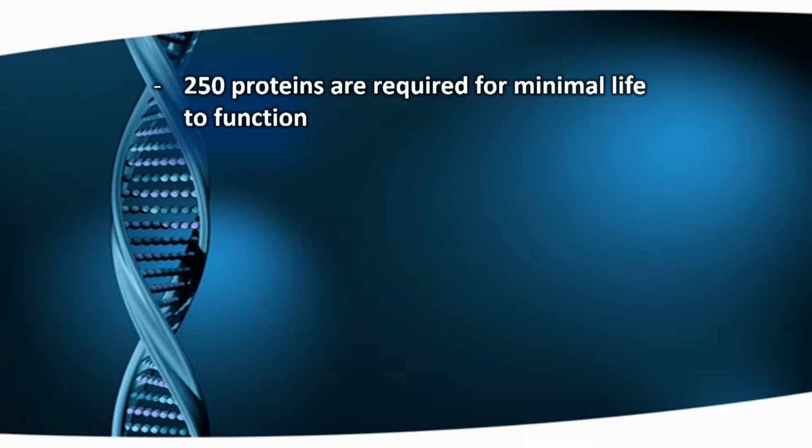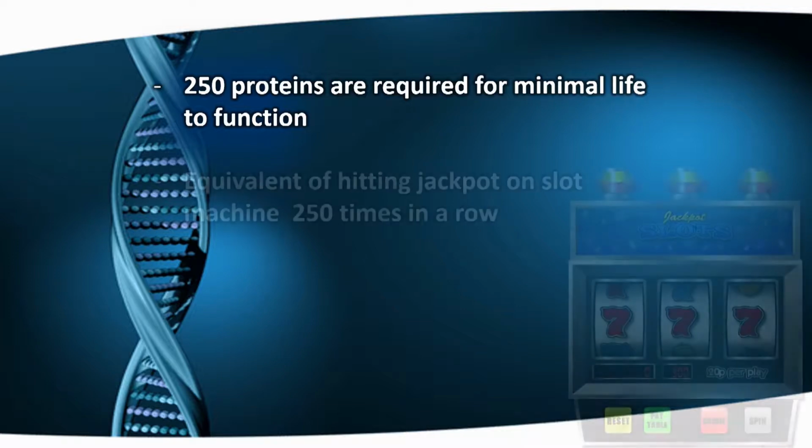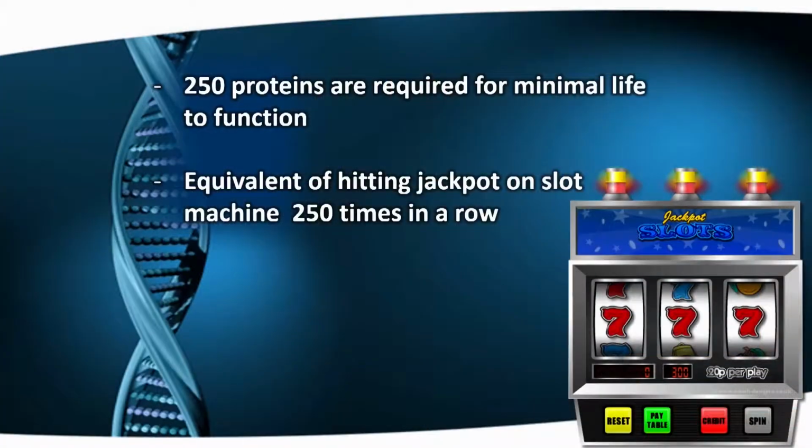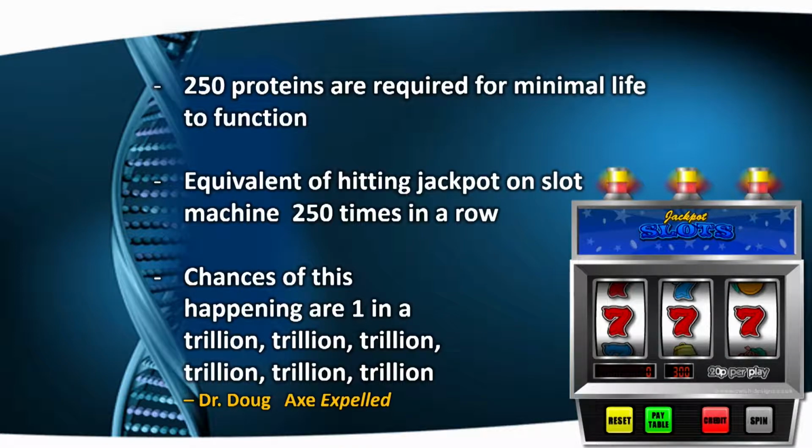250 proteins are required for absolute minimum basic life to function. And the equivalent of those proteins just randomly coming together and happening is the equivalent of hitting the jackpot on a slot machine 250 times in a row. Now, if you've ever gone to a casino and played a slot machine, you would know you don't hit the jackpot. Maybe you've heard of somebody else winning here or there, but you certainly aren't nailing it 250 times in a row. In other words, it's impossible. In fact, the chances of that happening are 1 in a trillion. In other words, it doesn't happen. It's impossible for life to actually come about and function on its own.